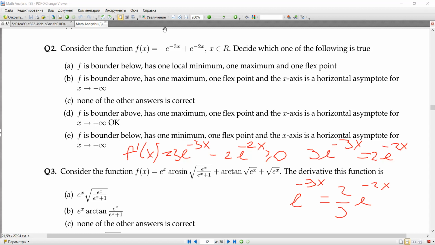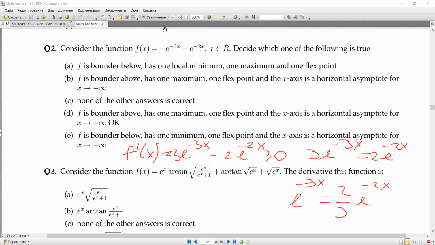Why? Shouldn't the derivative be? No, this one is correct. This one is correct. So yes, here we have one root, which equals x equals minus natural logarithm of 2/3. So here we have one stationary point.